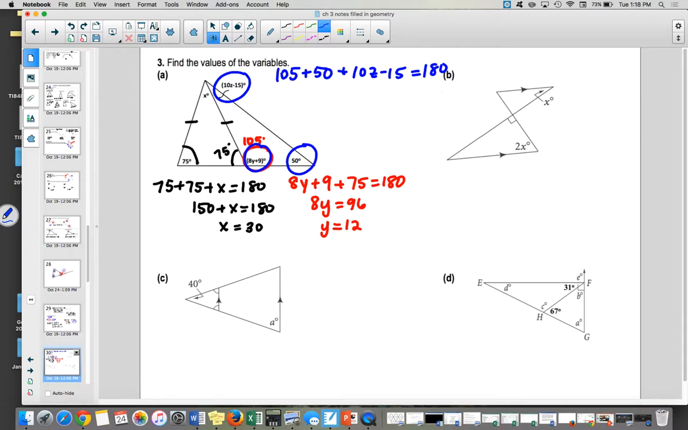All right, so we can continue to solve. So we got 10z. I had 105 plus 50 was 155. I subtract out 15. I got 140 equals 180. So 10z equals 40 when I subtract over. So z equals 4. So we've gotten our 3 variables. Tricky, huh?